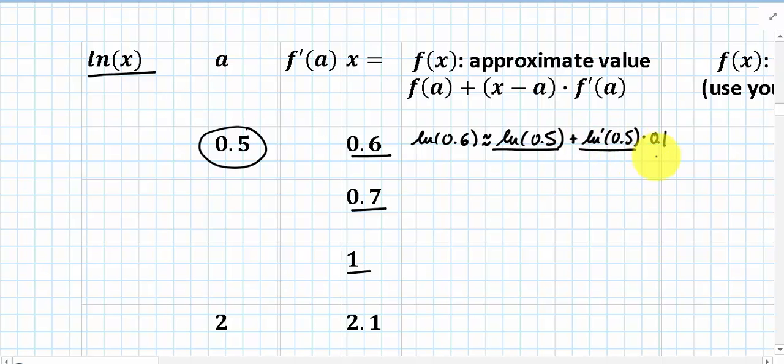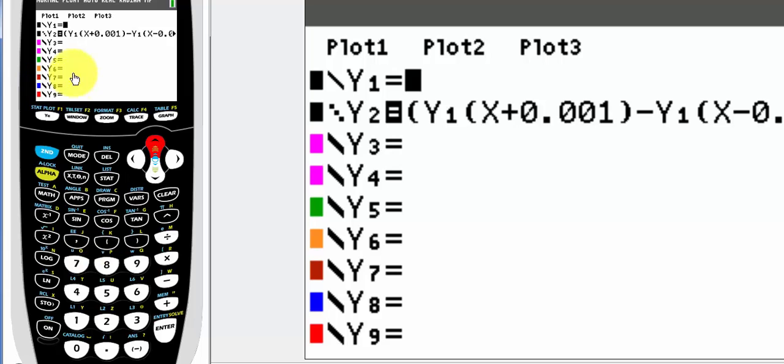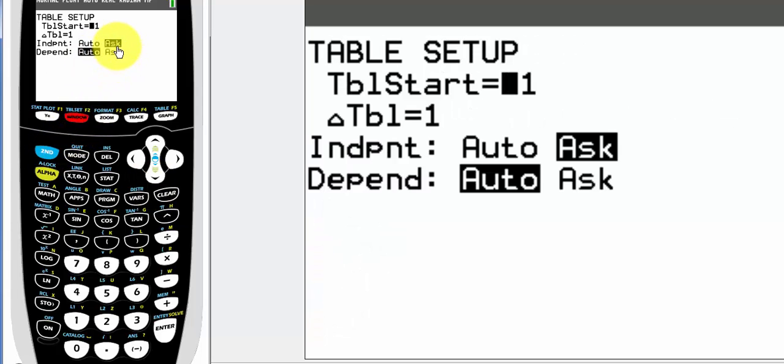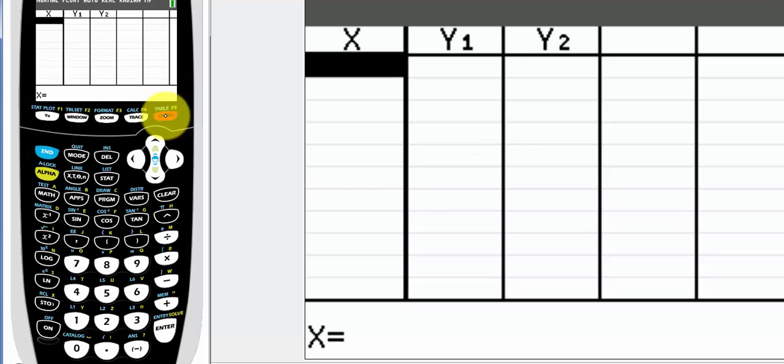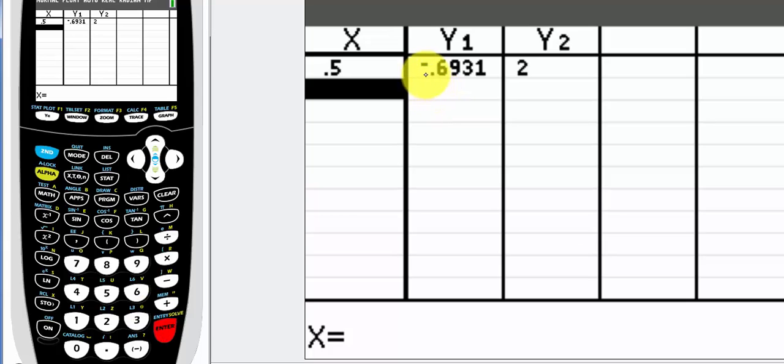Let's use the calculator to compute that. So in y1, let me put the function ln x right here. In y2, I have my derivative, right? So now to get ln at 0.5, I can just go, making sure my table is on ask right here, and check out some table of values. All right, so at 0.5, what do we have? The function is negative 0.6931 and the derivative is 2.